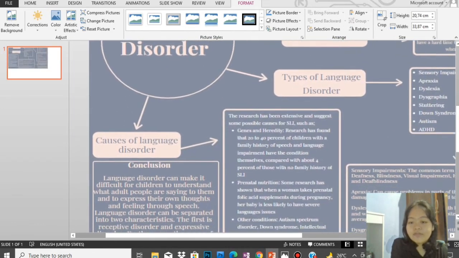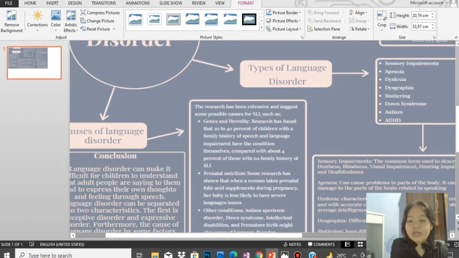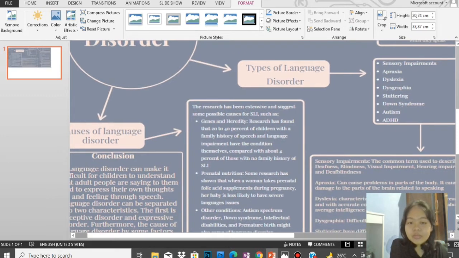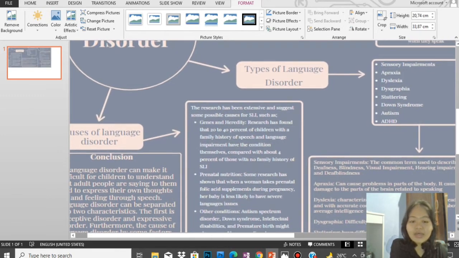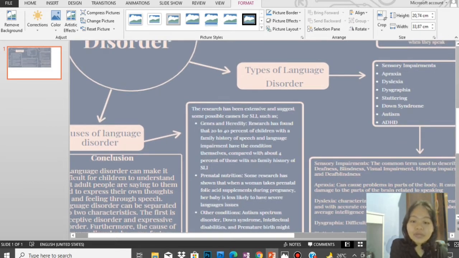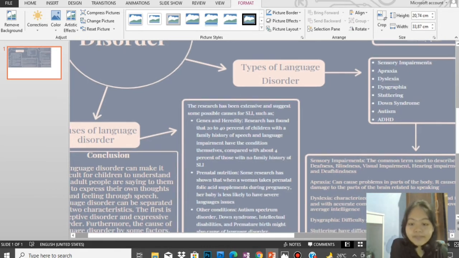What are the causes of language disorder? There are some causes of language disorder. The research has been extensive and suggests some possible causes for SLI, such as genes and heredity. Research has found that 20 to 40% of children with a family history of speech and language impairment have the condition themselves, compared with about 4% of those with no family history of SLI.